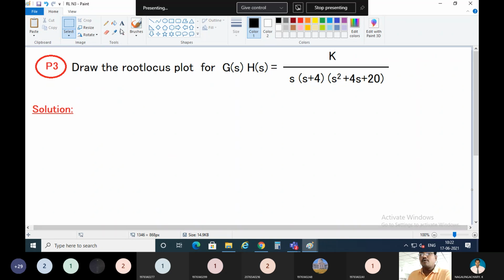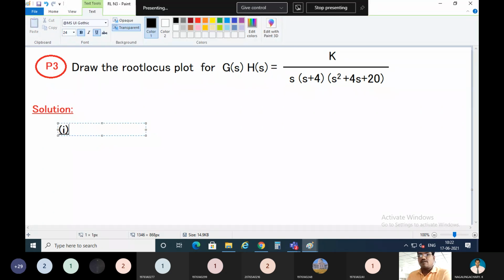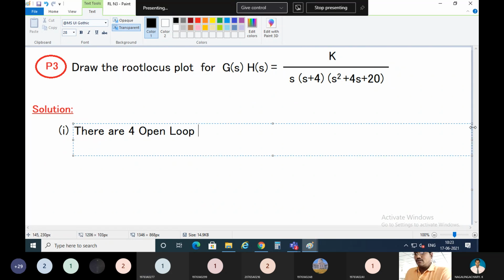So how many open loop poles? There are 4 open loop poles. I can type here, so all of you do along with me.